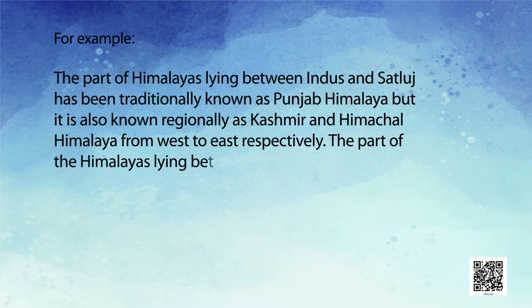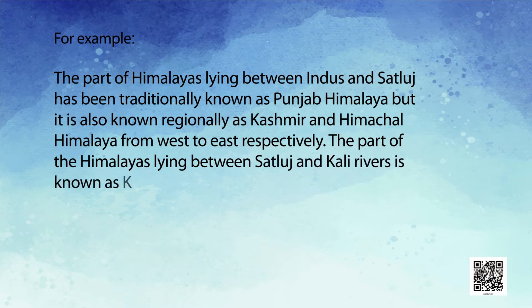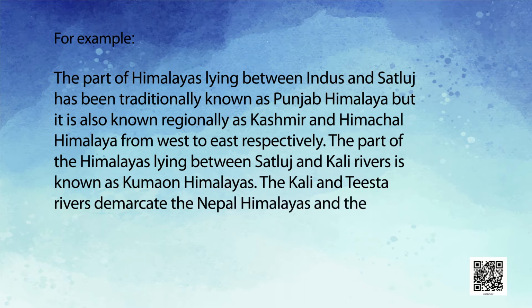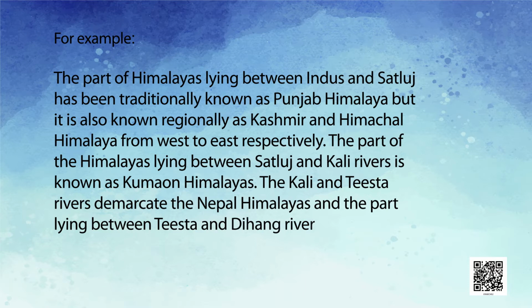The part of the Himalayas lying between Satluj and Kali rivers is known as Kumaon Himalayas. The Kali and Tista rivers demarcate the Nepal Himalayas, and the part lying between Tista and the Dihang rivers is known as Assam Himalayas. The Brahmaputra marks the easternmost boundary of the Himalayas.